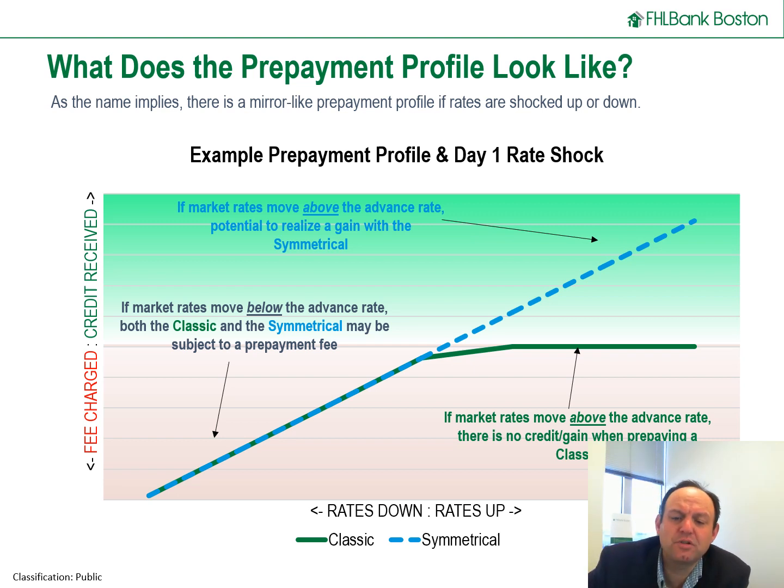But as we shift towards a higher rate environment, we can see that the classic advance starts to flatten out. There's that green line not rising as you move further and further to the right. And the symmetrical is different, as the name implies, in that you do have the potential to receive a prepayment credit to realize the market value of that liability, which in a higher rate environment would have significant value. Similar for our depository members, how your deposits, your low cost deposits, have that much more value as interest rates move higher and higher.